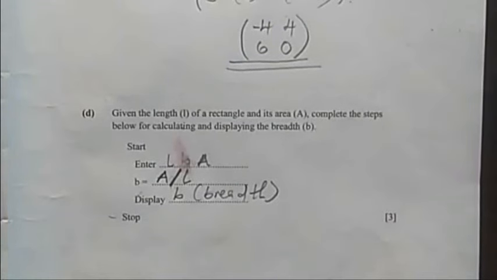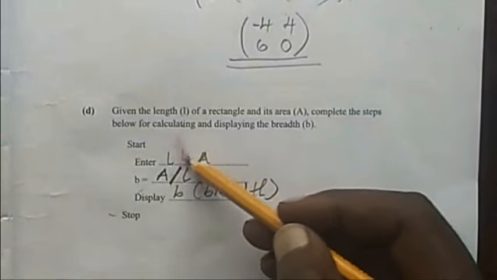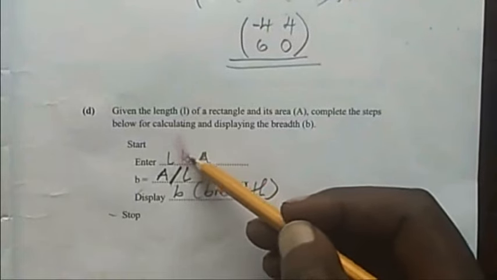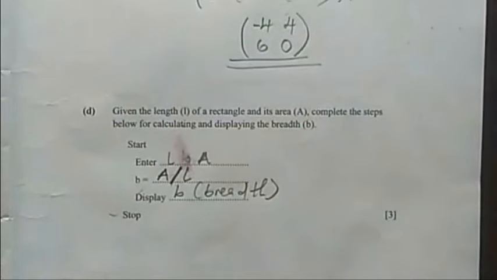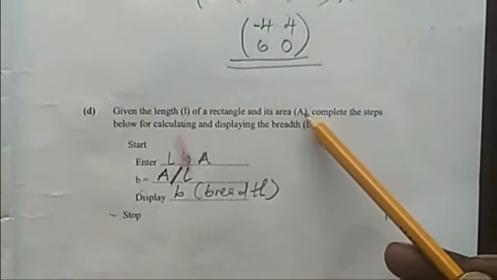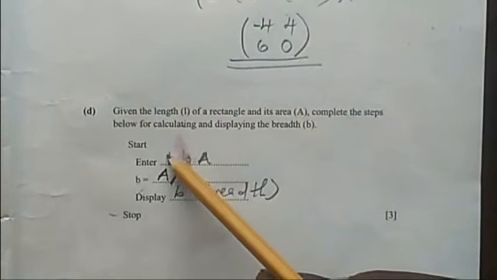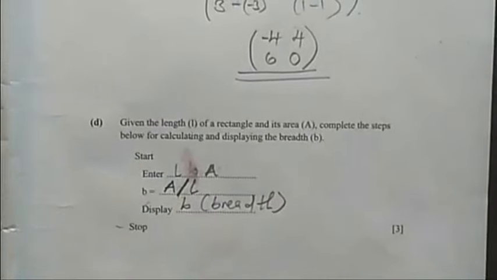If you have got questions, you can ask, but sorry for this. We are not supposed to enter breadth, but we are supposed to enter area, since it's the one which is given in the question. I told you we are given length, and we're also given area. So this is what you enter, length and area, which are given. And then when you are calculating, you'll say B, which is breadth, is equal to area divided by length. Then the breadth will be displayed.